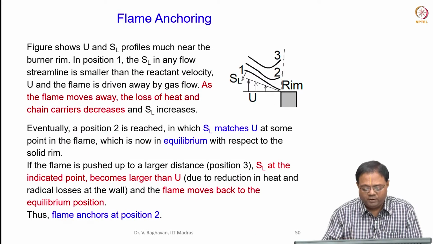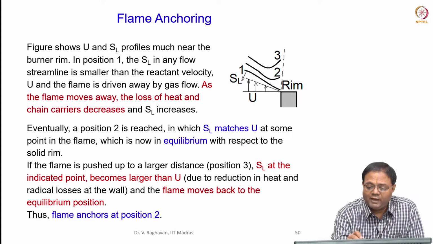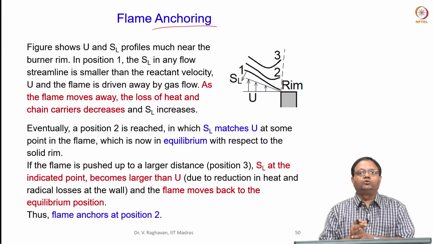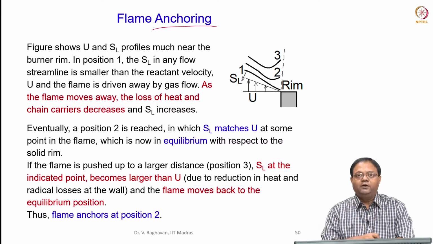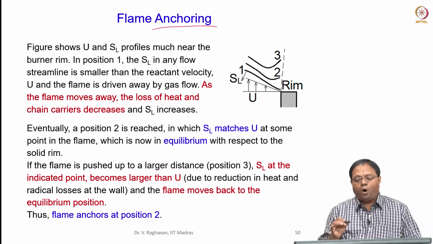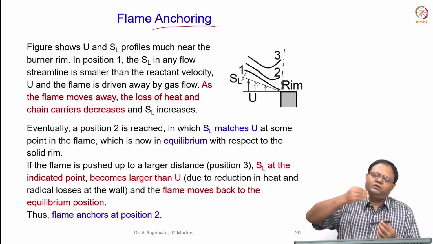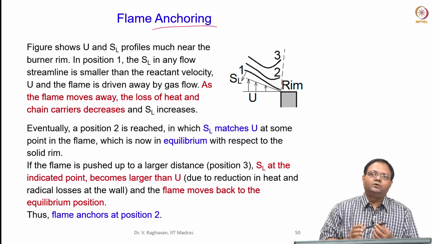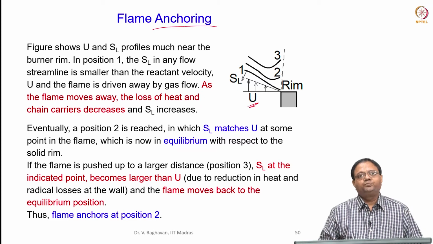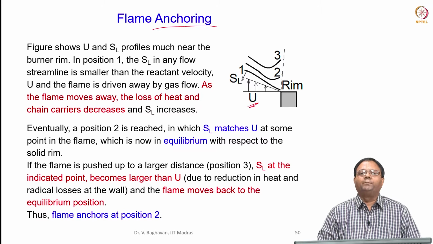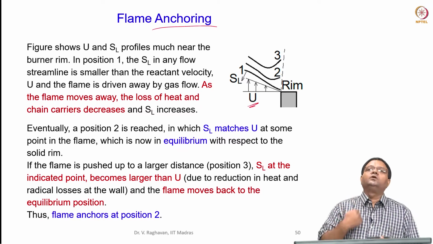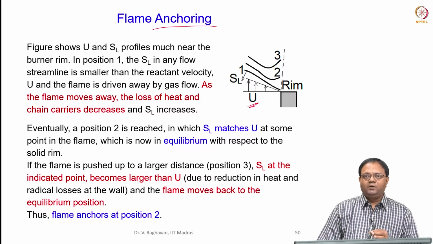Okay, now the next is what is anchoring, how the anchoring occurs. Within the narrow range which we have talked about, the reactant flow rate, the flame can be stable. How is the stability achieved? Small velocity fluctuations may be there. So small fluctuations in U can occur. If it occurs, that will not bother the flame.